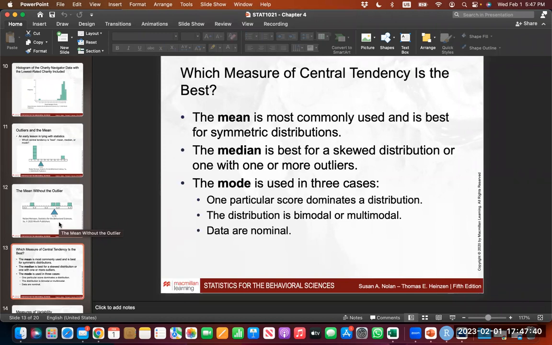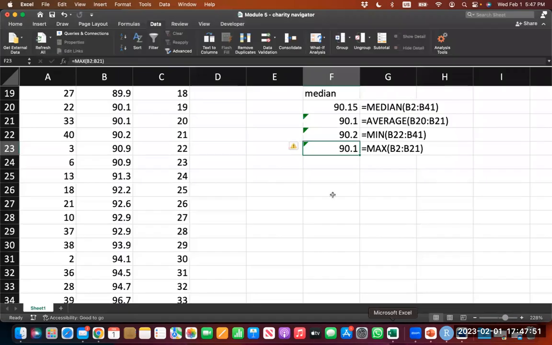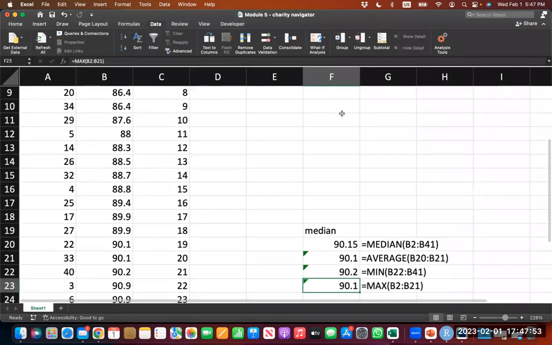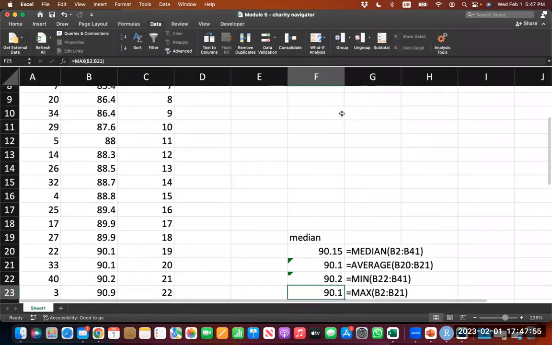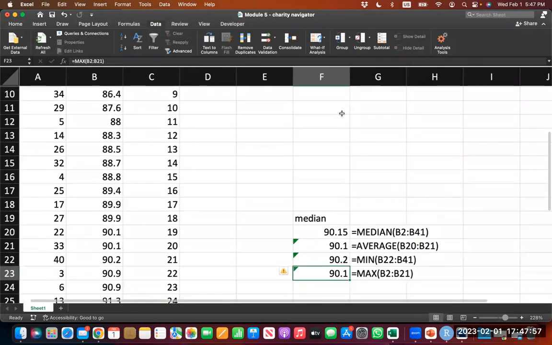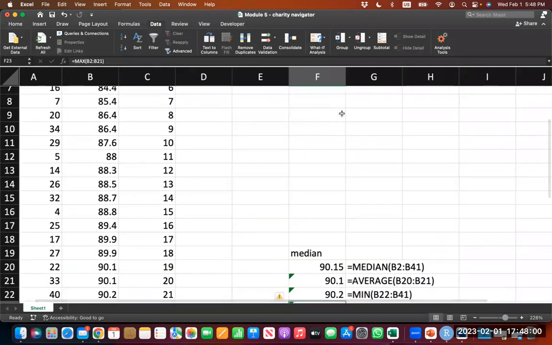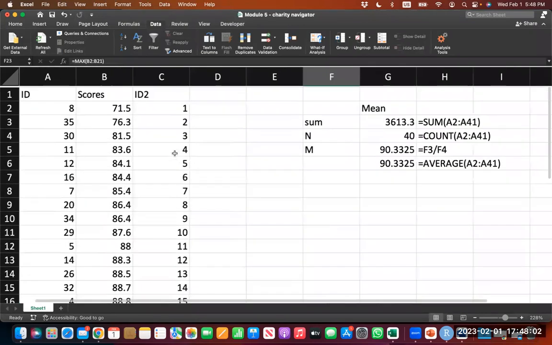As you see in Excel, it's a second cell, a second function, and you get both at the very same time. So our data actually seems to be somewhat close to a normal distribution, because mean and median are actually not that terribly far apart. With 90.3 versus 90.15, it seems to be distributing quite well.